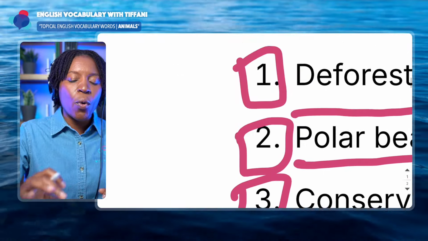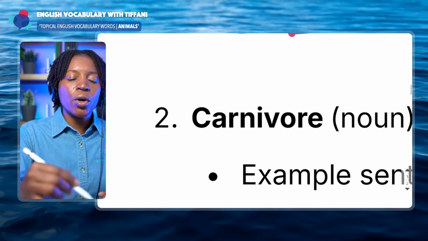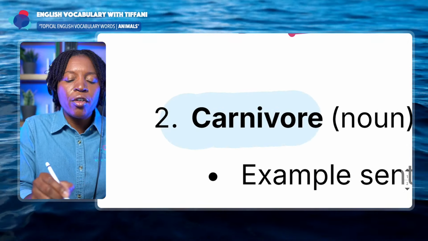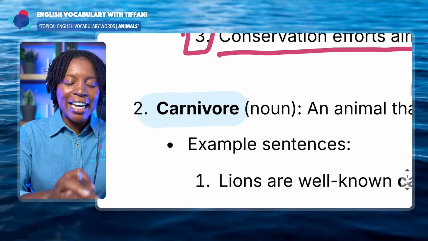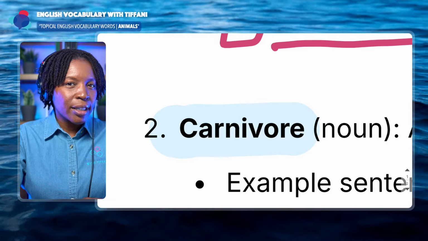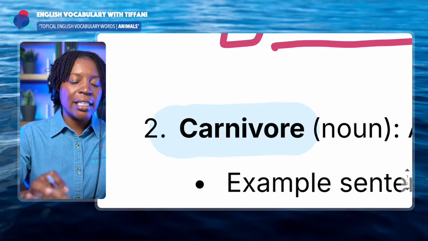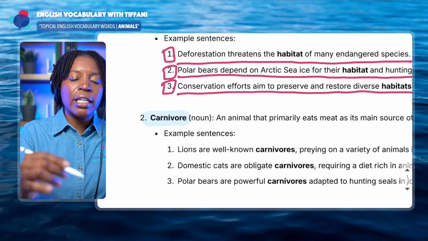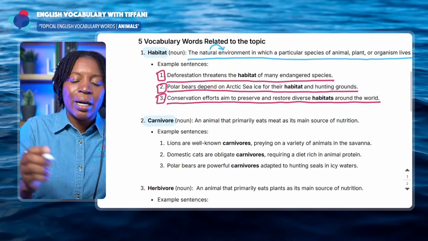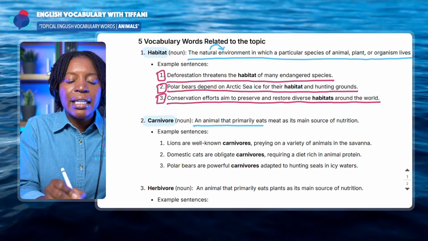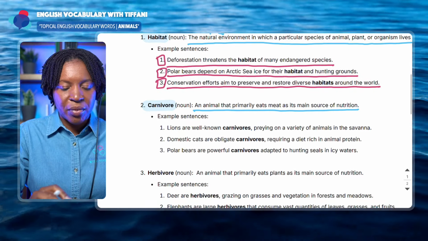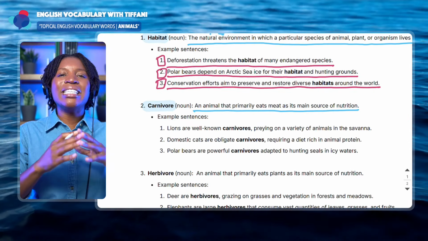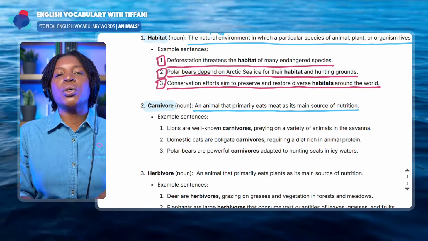We have the first word being habitat, and now it's time for the second word. The second word is carnivore. Good. Again, carnivore. Excellent. Now, this term carnivore literally just refers to an animal that primarily eats meat as its main source of nutrition. Again, an animal that primarily eats meat as its main source of nutrition.